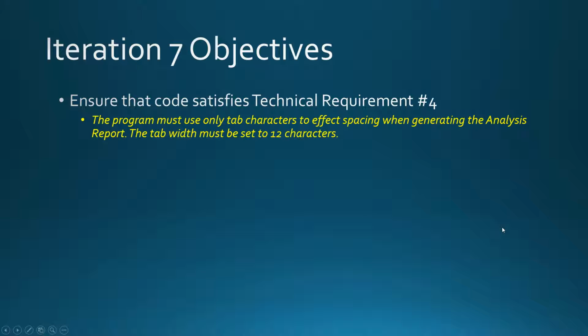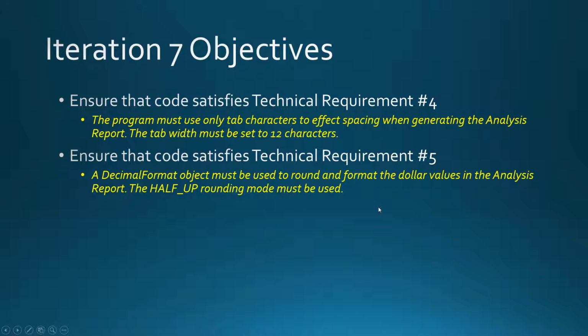We're also going to ensure that the code satisfies technical requirement number 4. That is, the program must use only tab characters to effect spacing when generating the analysis report. And the tab width must be set to 12 characters. We'll see that by default, the Eclipse environment sets the tab width to 8. So we're going to have to modify that to set it to 12.